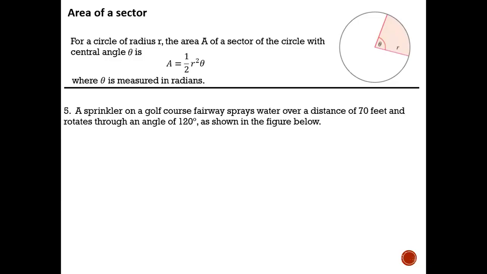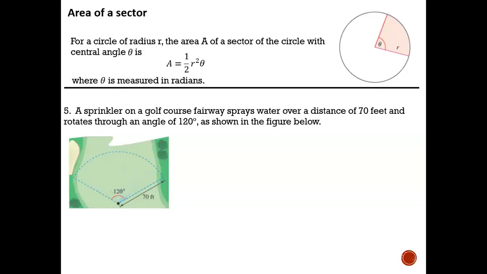So let's look at this example. A sprinkler on a golf course fairway sprays water over a distance of 70 feet and rotates through an angle of 120 degrees, as shown in the figure below. Okay, so here's my sprinkler that is watering this fairway on the golf course, right? So they're asking us, find the area of the fairway watered by the sprinkler.